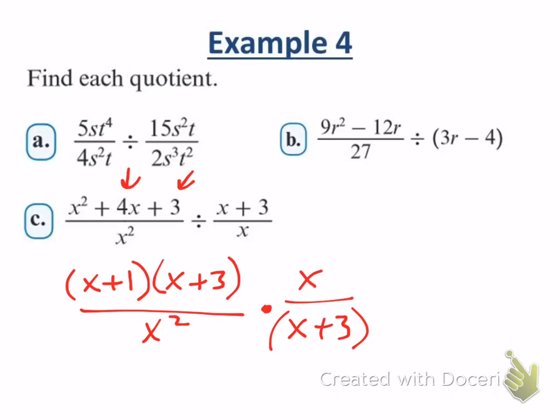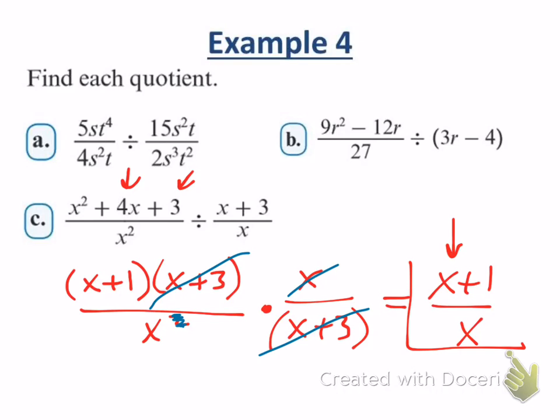We can cancel x's. We can cancel this x with one of these. That'll just leave me with x on the bottom. And you cancel the x plus 3. We can cancel the x plus 3's, and what are we left with? x plus 1 over x. x plus 1 over x is correct. Can you cancel those x's? No, why not? Because this x is a term, it's not a factor. You cannot cancel terms, you can only cancel things that are being multiplied. So x plus 1 over x is the correct answer.